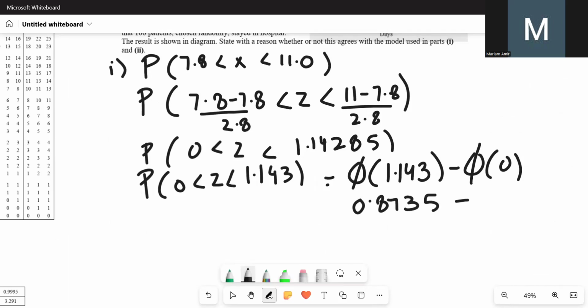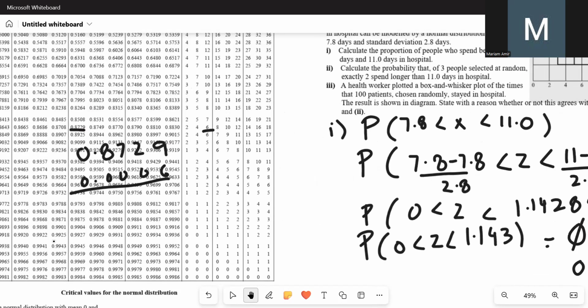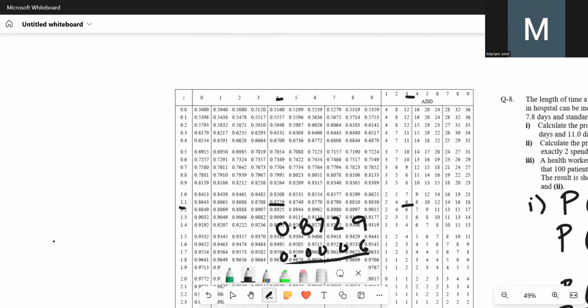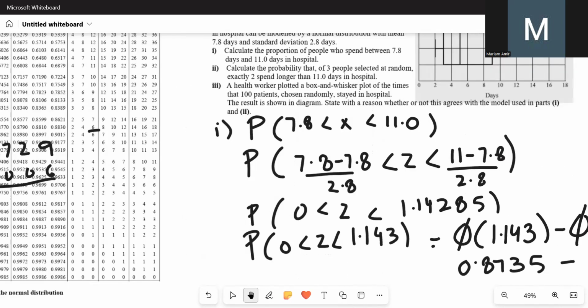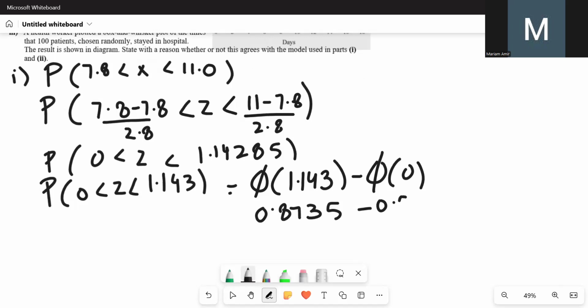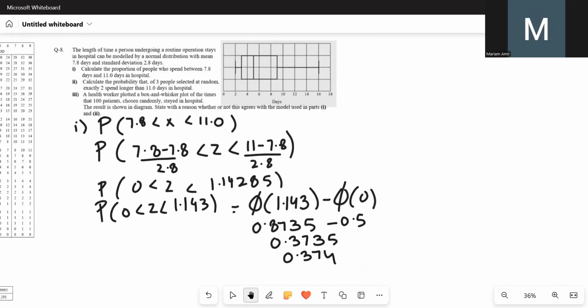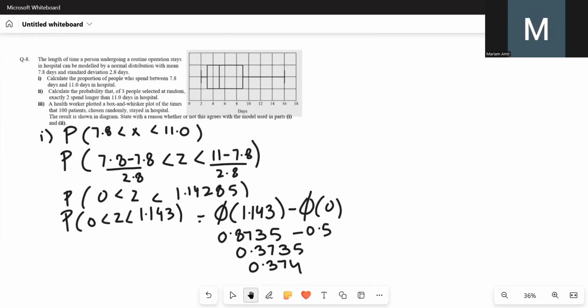0.8735 minus probability when the z-score is 0, that's 50% or 0.5, right from here. 0.5, which gives us 0.3735. Since these probabilities are estimated probabilities, we can round it further to 3 significant figures, which gives us 0.374. Part 1 is done. Part 2.